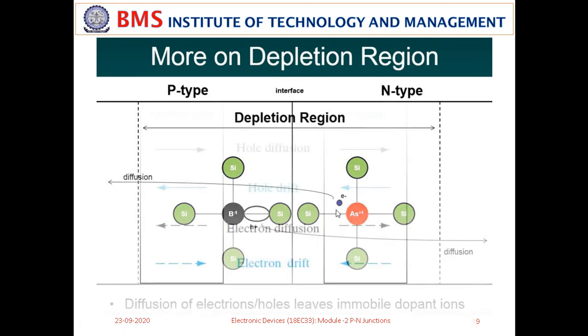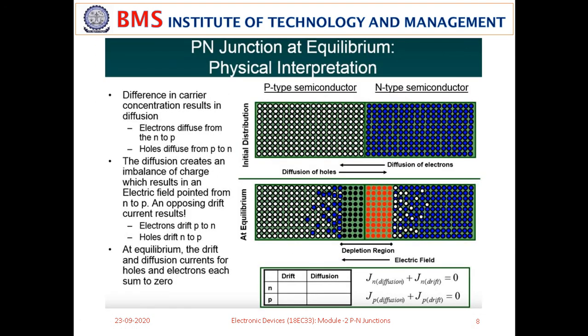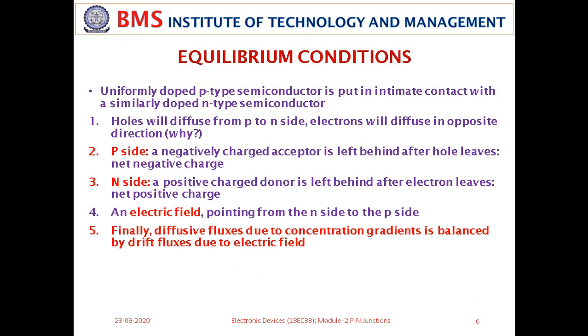We will discuss how exactly the movement happens. I just want to make these 2 points clear. A negatively charged acceptor is left behind after the hole leaves, giving net negative charge on the p side. On the n side, a positively charged donor is left behind after the electron leaves its position. Therefore, there is a net positive charge on the n side and a net negative charge on the p side. These concepts are very important to understand the p-n junction.